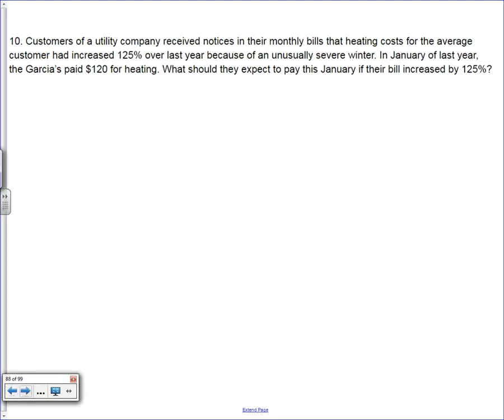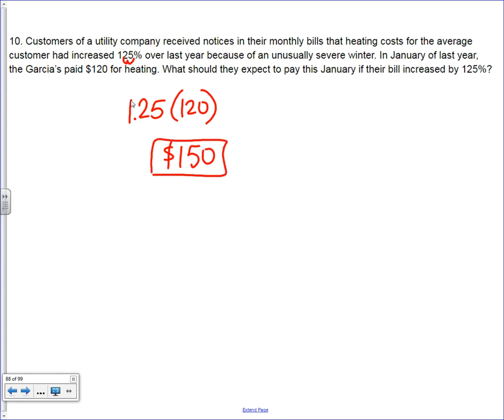Now, there's another way we can go about doing this. Okay, they gave me the percent. They also are telling me the Garcias have paid $120. So if I want my bill to increase, I can just put that decimal 2 places over and multiply it by the $120 that they're originally paying, and that gives me their new bill, which will be $150.